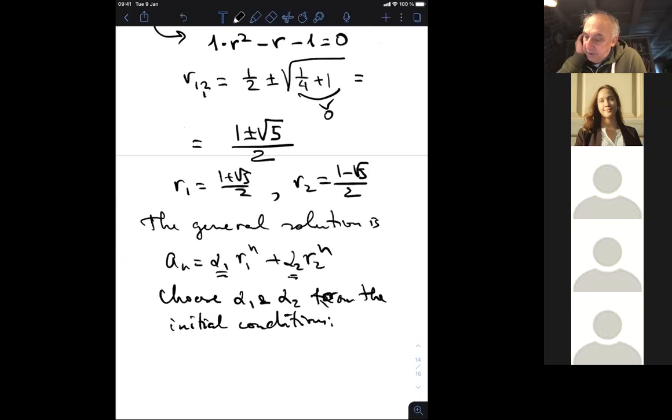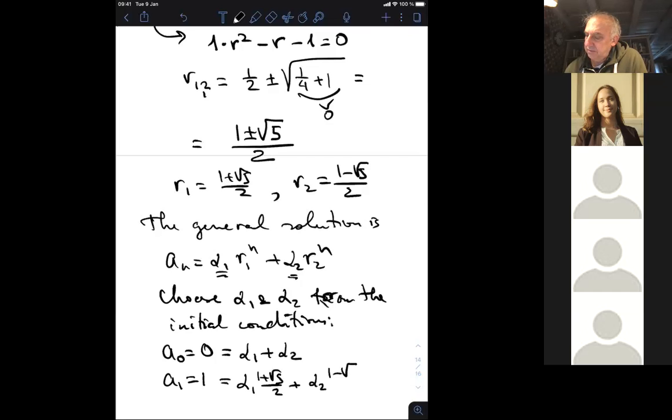Okay, so if we use n equals 0, a0, which is 0, should be equal to alpha 1 plus alpha 2, because the 0th power of any real number is 1. Then a1, which is 1, should be equal to alpha 1 times r1, which is 1 plus the square root of 5 over 2, plus alpha 2 r2, which is 1 minus the square root of 5 over 2.